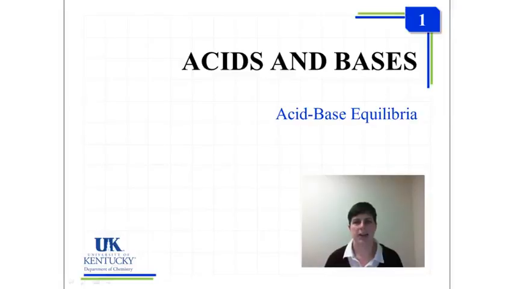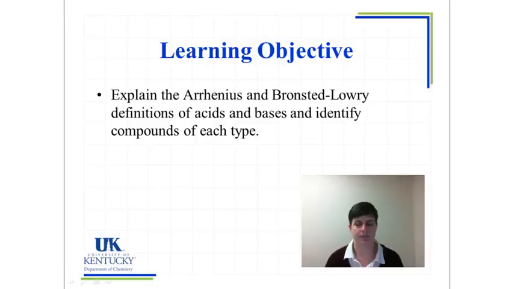In this unit, we will look at how the concept of equilibrium is applied to acids and bases. Our objective is to look at two definitions of acids and bases, the Bronsted-Lowry definition and the Arrhenius definition, and look at specific examples for each of them.